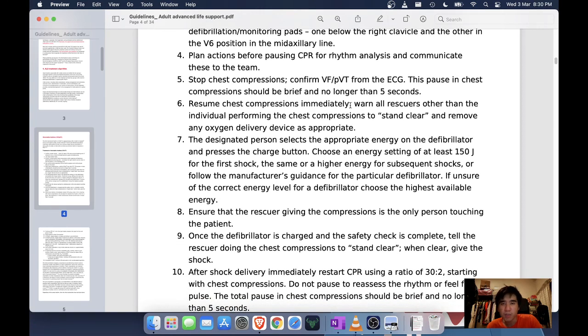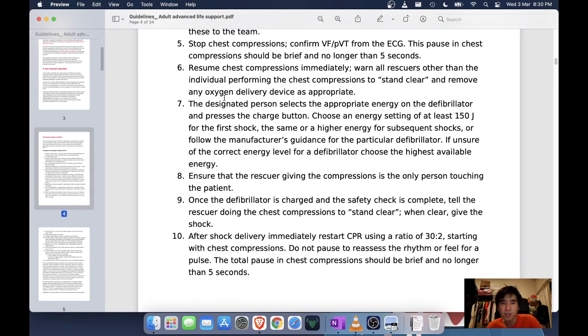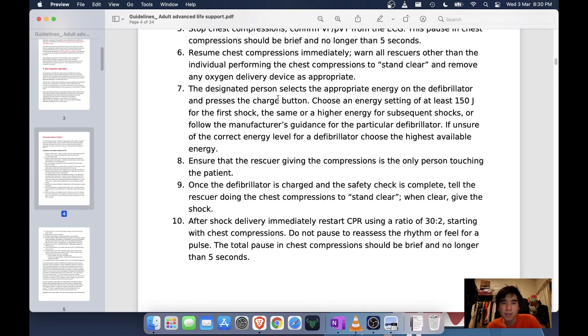Resume chest compressions immediately. Warn all rescuers other than the individual performing the chest compression to stand clear and remove any oxygen delivery device as appropriate, because the electric shock spark might cause an explosion of the oxygen. Oxygen is flammable. The designated person selects the appropriate energy on the defibrillator and presses the charge button.